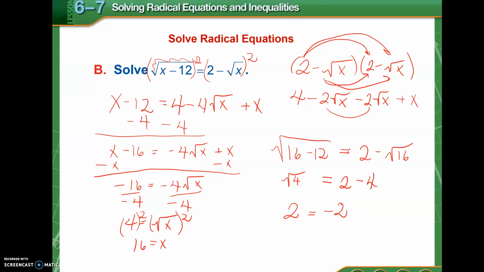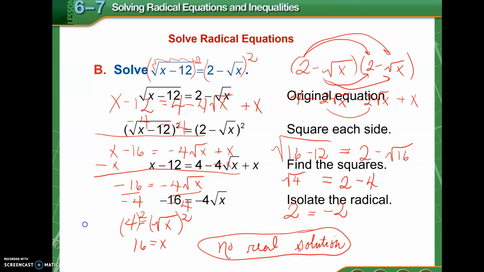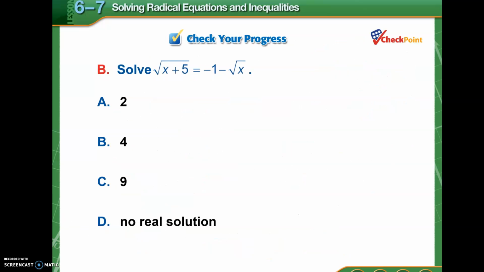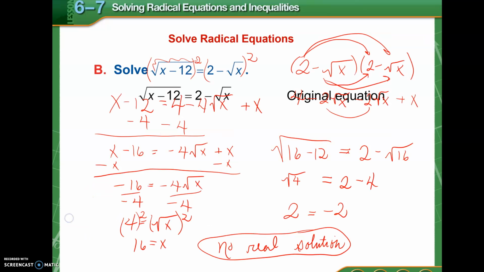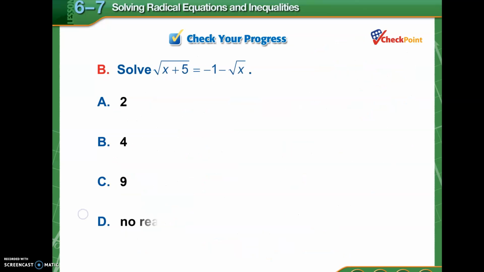And that doesn't work, so there is no real solution. These ones are really important to check back in, because this isn't true, so that isn't a real solution. So we always want to check those. Try this next problem here, see what you get, doing the same type of method: square first, then solve, and then check, because you could have no real solution. I'm not saying that one is, but let's check it.